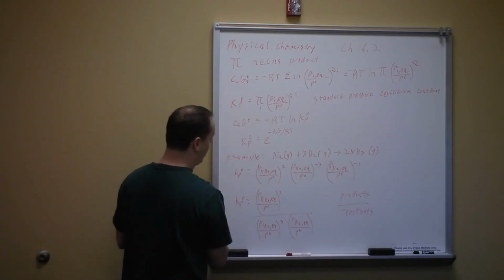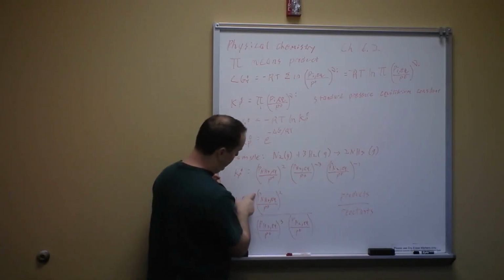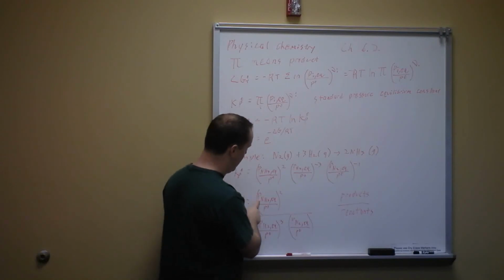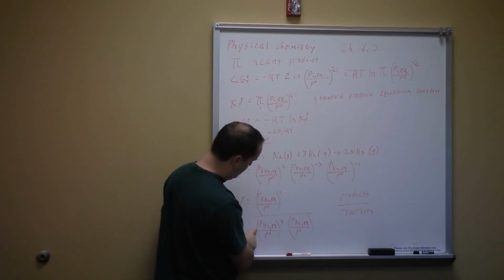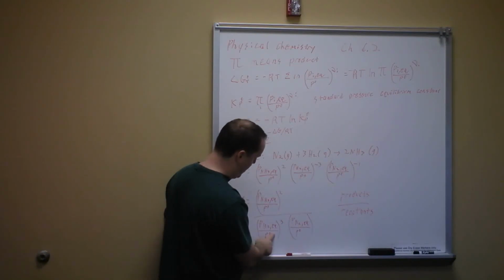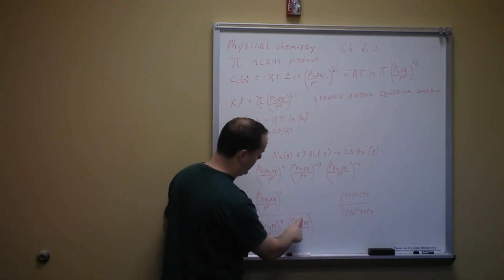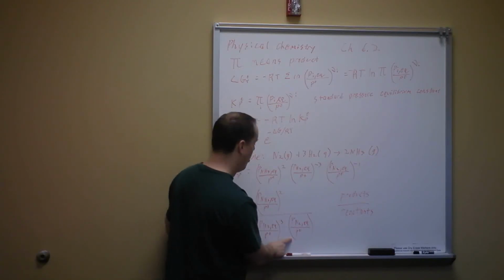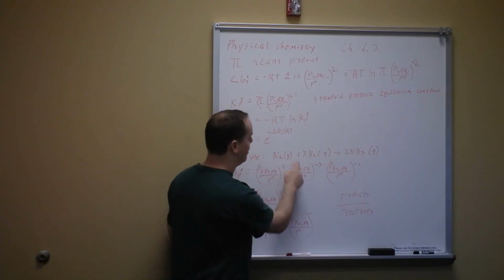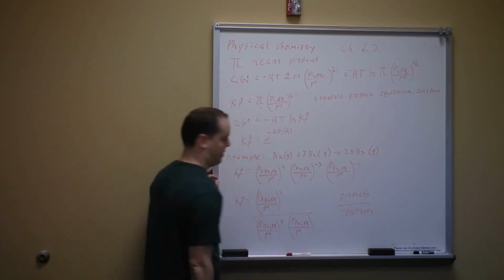So rewriting that as a fraction, we get Kp naught is equal to the partial pressure of the ammonia divided by P naught squared, and all that's divided by the partial pressure of hydrogen at equilibrium divided by P naught cubed, times the partial pressure of the nitrogen at equilibrium divided by P naught. Or if you can't remember all the rules for the numbers, just put in the products over the reactants.